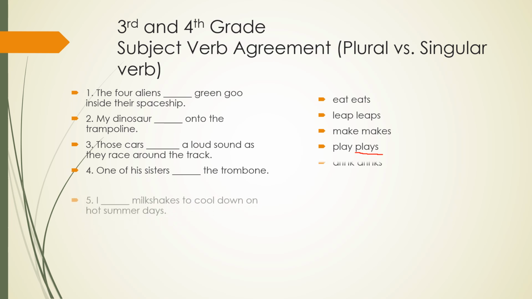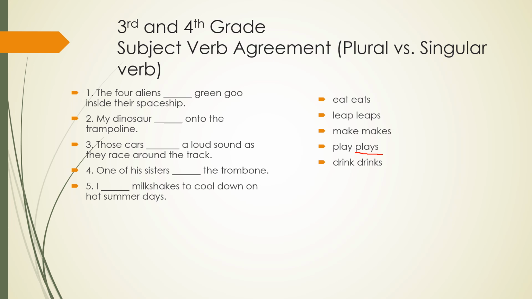Next example. I drink milkshakes to cool down on hot summer days, or I drinks milkshakes to cool down on hot summer days. Once again, we see an S here. We know that we're talking about more than one milkshake. What would it be? Pause the video. All right, it should be drink. I drink milkshakes. All right, next.